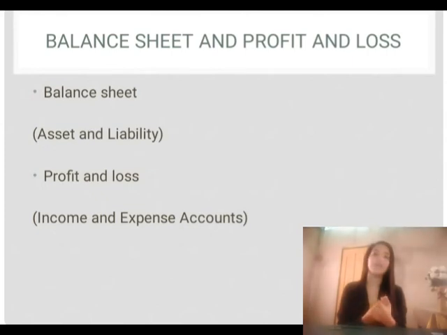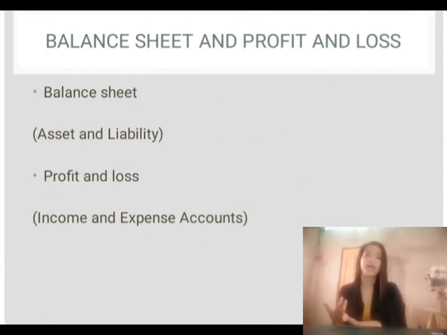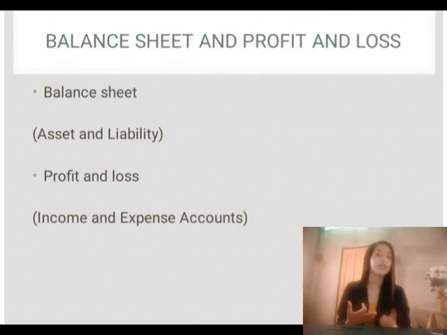Next is the balance sheet and the profit and loss. The balance sheet comprises assets and liabilities, and profit and loss comprises income and expenses. The balance sheet is a snapshot of a company's assets and liabilities on the last day of the year. The profit and loss is the summary of all financial performance of the company in the financial year, comparing the income and its expenses, with the difference between the two being either profit or loss.